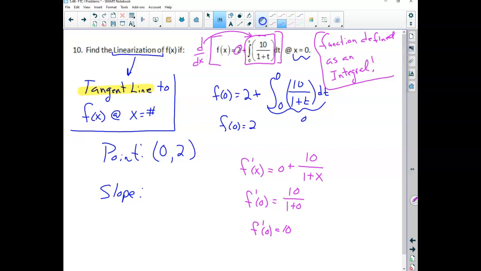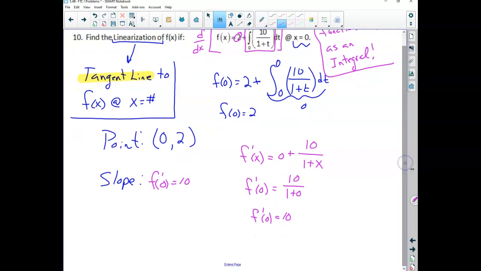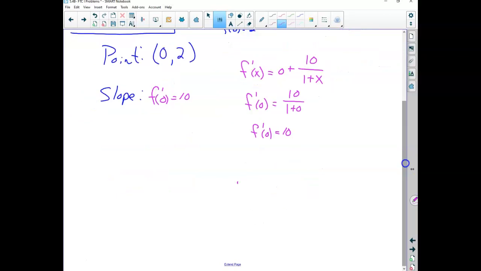My slope is 10, so f prime of 0 equals 10. And if I know my slope and I know a point, I know you guys are smart. You can linearize this thing real easy, and you can do it any way you want. If you want to go in and say y minus y1 equals m times x minus x1, and say y equals 10x plus 2.